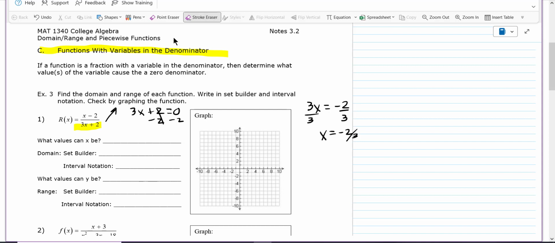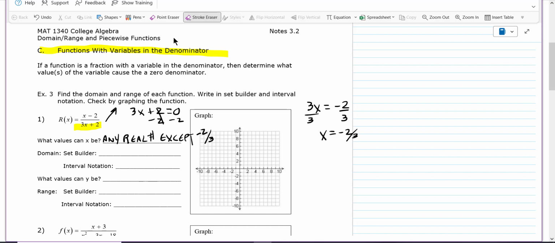So what's happening in this problem is x can be any real number except -2/3. Okay, because -2/3 is going to cause that denominator to be 0. So when we graph this on a calculator, you're going to find that there's no graph going on. When x is negative 2/3, there's no y value, because it's undefined.